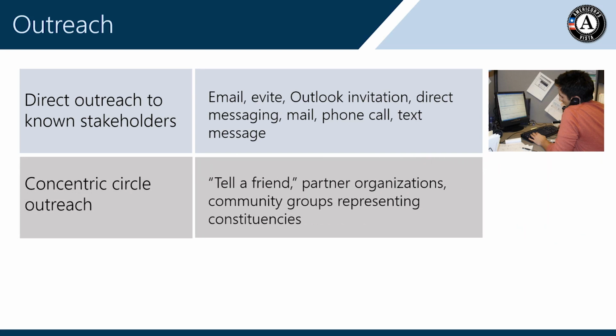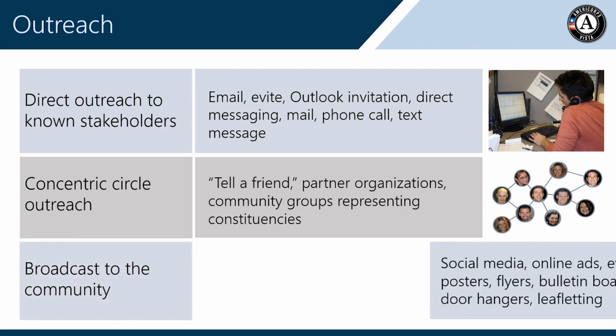Concentric circle outreach starts with those you already know and enlists them to help get the word out. One example is a Tell a Friend campaign, where you ask individuals already associated with your group to invite others. A second is to ask partner organizations to spread the word through their networks. Finally, community groups that represent different constituencies can be an effective conduit to reach specific parts of the community.